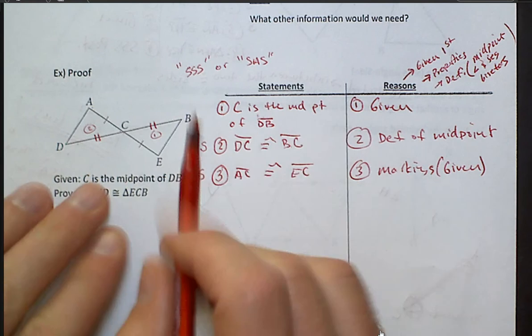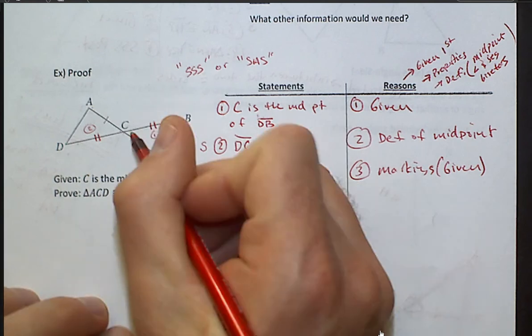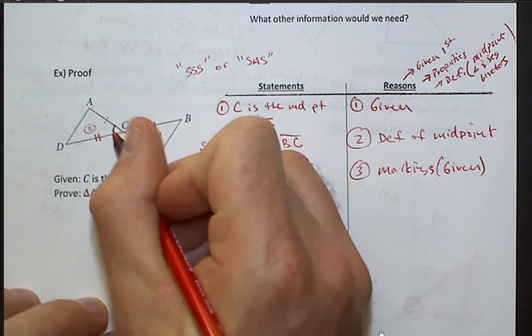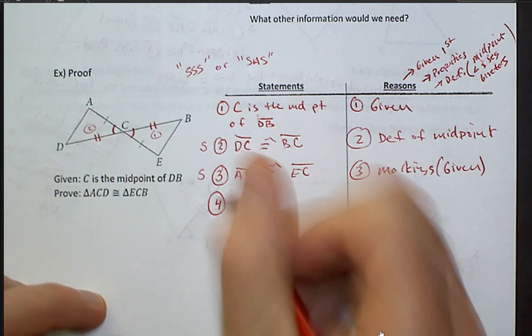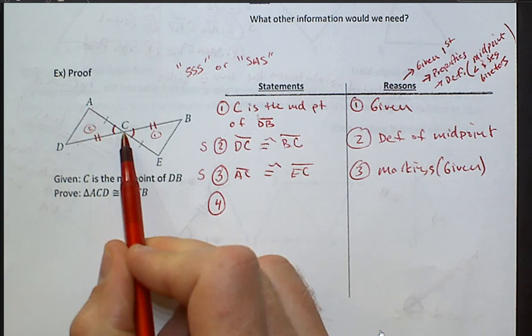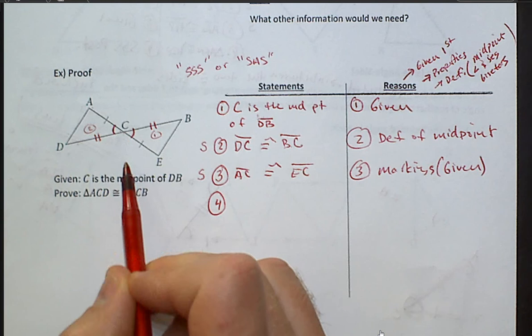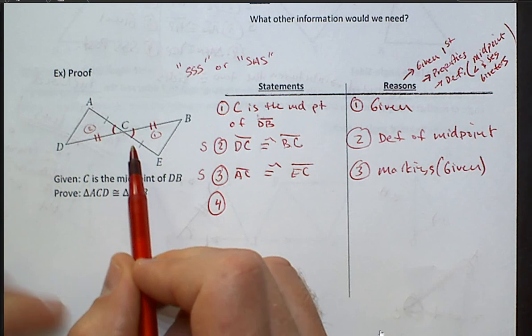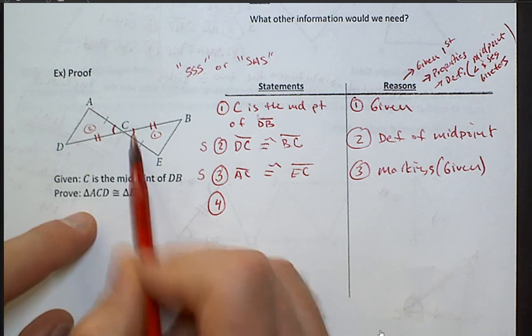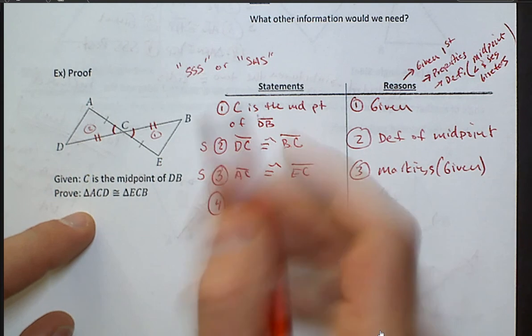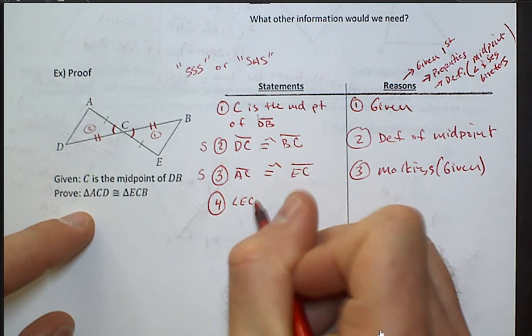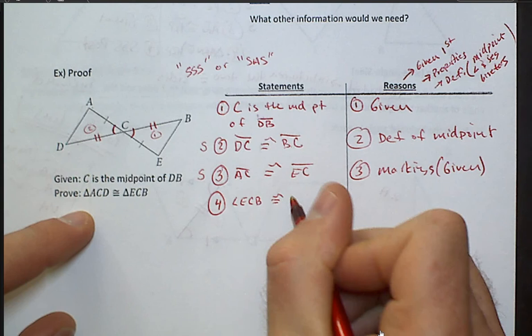in terms of the diagram, which is vertical angles. These two angles are equal to each other. Okay? Now, you can't say angle C equals angle C because I don't know what angle you're talking about. We have to be very specific. So I'm going to call this angle ECB. Angle ECB.